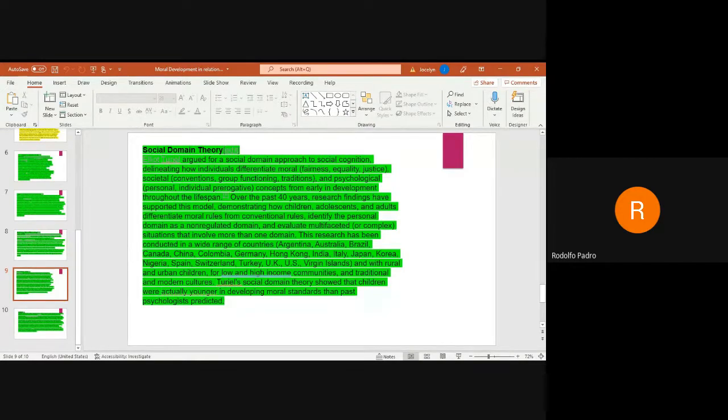Over the past 40 years, research findings have supported this model, demonstrating how children, adolescents, and adults differentiate moral rules from conventional rules. They identify the personal domain as a non-regulated domain and evaluate multifaceted or complex situations that involve more than one domain. So this research focuses on the differences in how human beings develop what we call their moral aspect. Now, this theory covers fairness, equality, and justice.